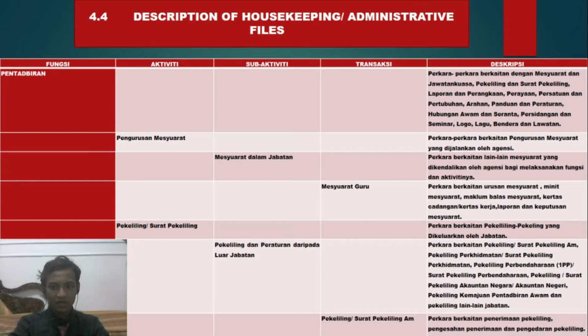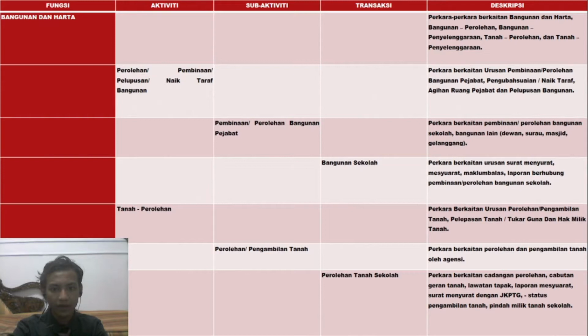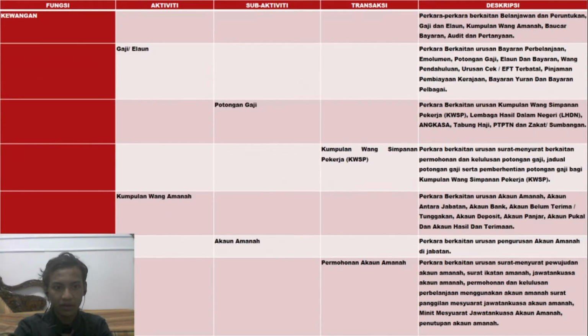The figure shows the description of housekeeping or administrative files that exist in the filing system of SMK Elopura Sandakan. Each is included with its activity, sub-activity, and transaction under the function of the housekeeping or administrative files in their filing system. This is for pentadbiran. This figure shows the function on bangunan dan harta. This figure shows the function in kewangan.